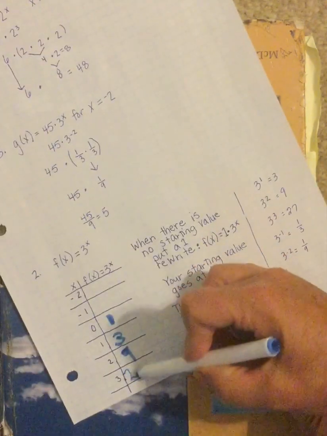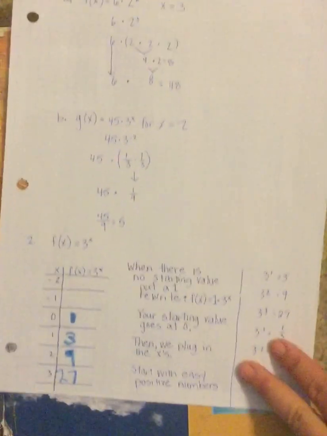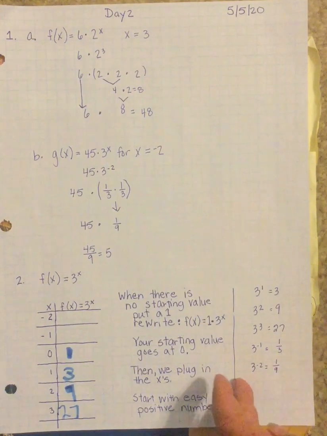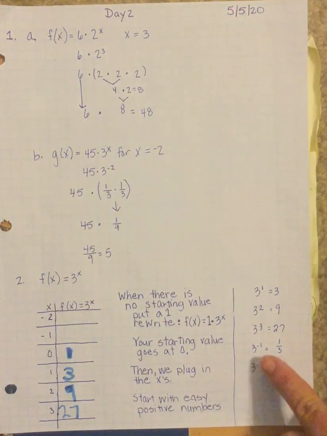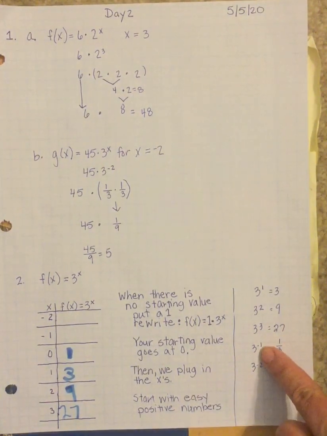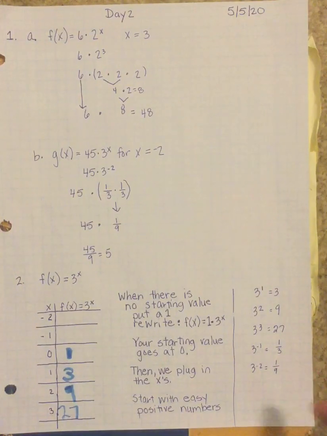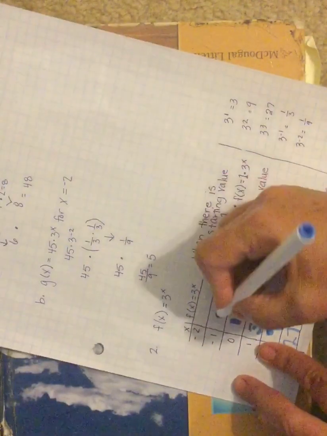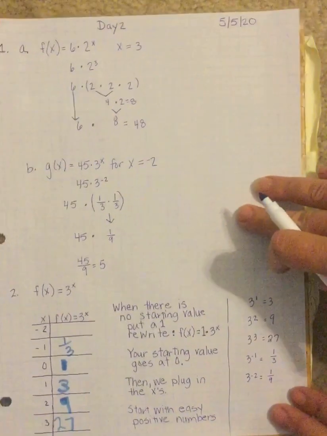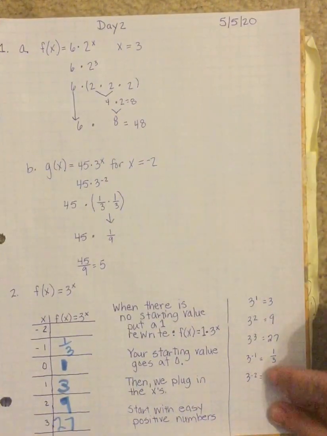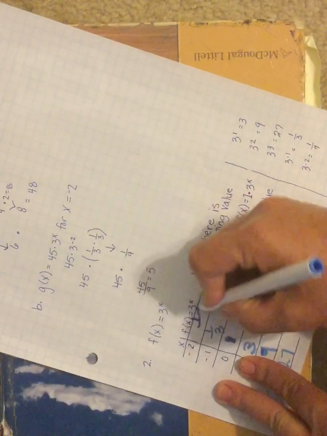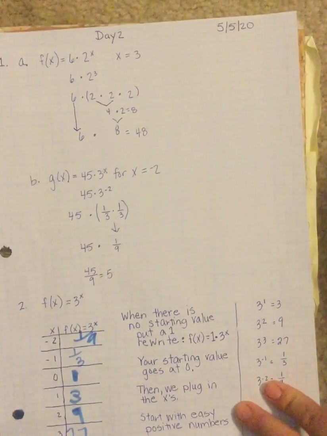I'm going to move this. I'm kind of at an angle right now. And then now we're going to go to the negatives, okay? So remember that negative exponents is a fraction, so that's 1/3, okay? And then the next one is 3 to the -2 power, and that's 1/9. So you'll plug that in there, okay? So that's 1/9.